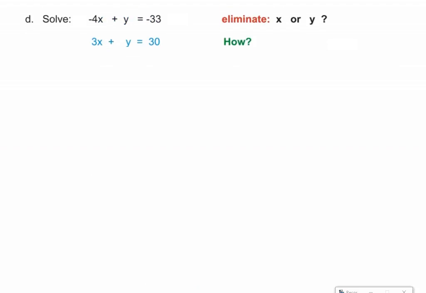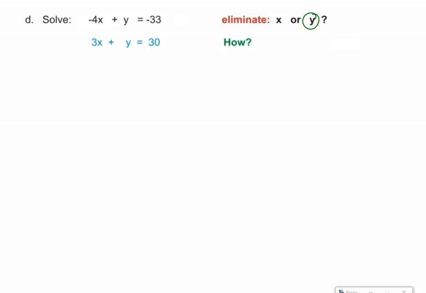So first off, you got to decide, what am I going to eliminate? It's definitely easier to get rid of one than the other in this one. So just say it out loud. What would you eliminate? Y's, right? Definitely the easiest. And we're one step away. Somebody tell me what to do to eliminate the y's. Rachel, thank you. What would you do to eliminate the y's?